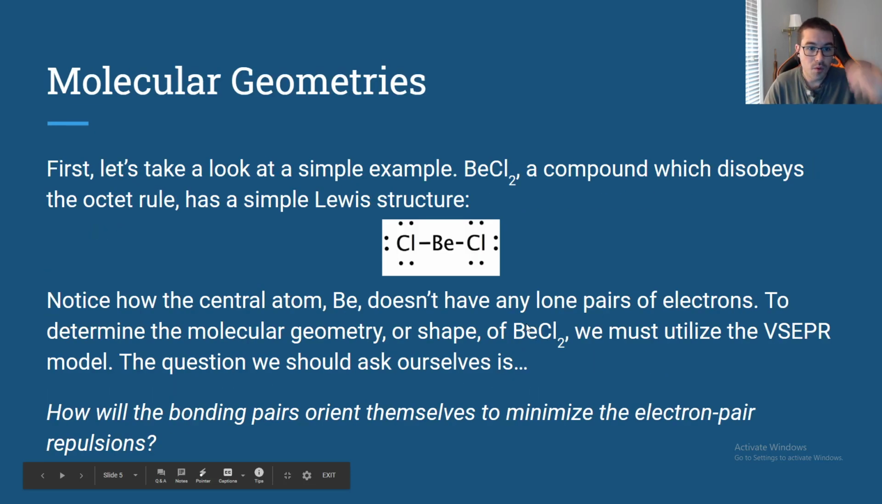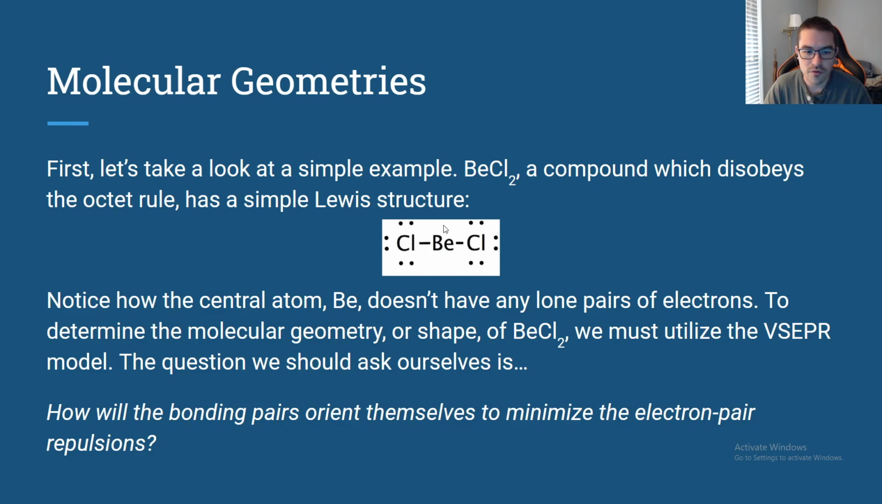Okay, and we really are just going to sort of march one by one through a few of the different geometries that are possible. Okay, so the first example we're going to look at is a very simple compound. This is BeCl2. This is a compound that disobeys the octet rule.